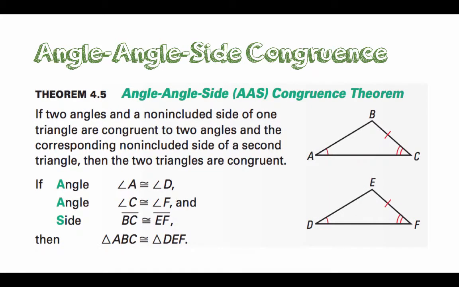Next one we see the angle side comparison. So that's the non-included side, and we can prove that to be congruent as well. So we have an angle and a side, angle and a side. These two triangles can be proven to be congruent.